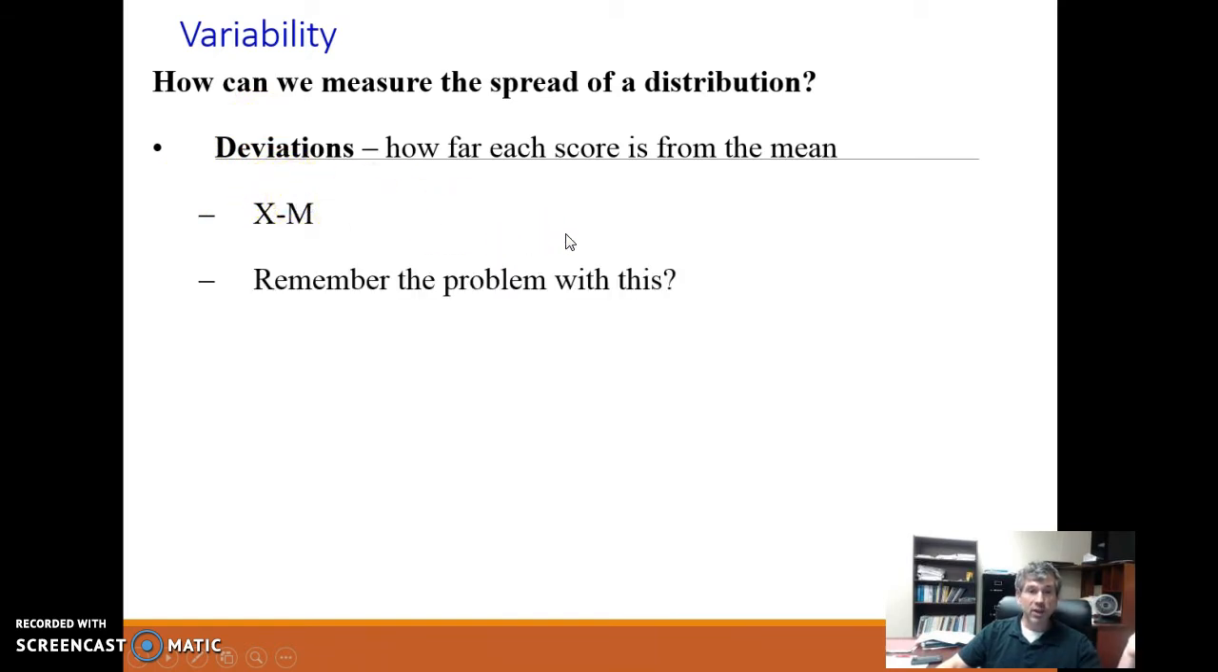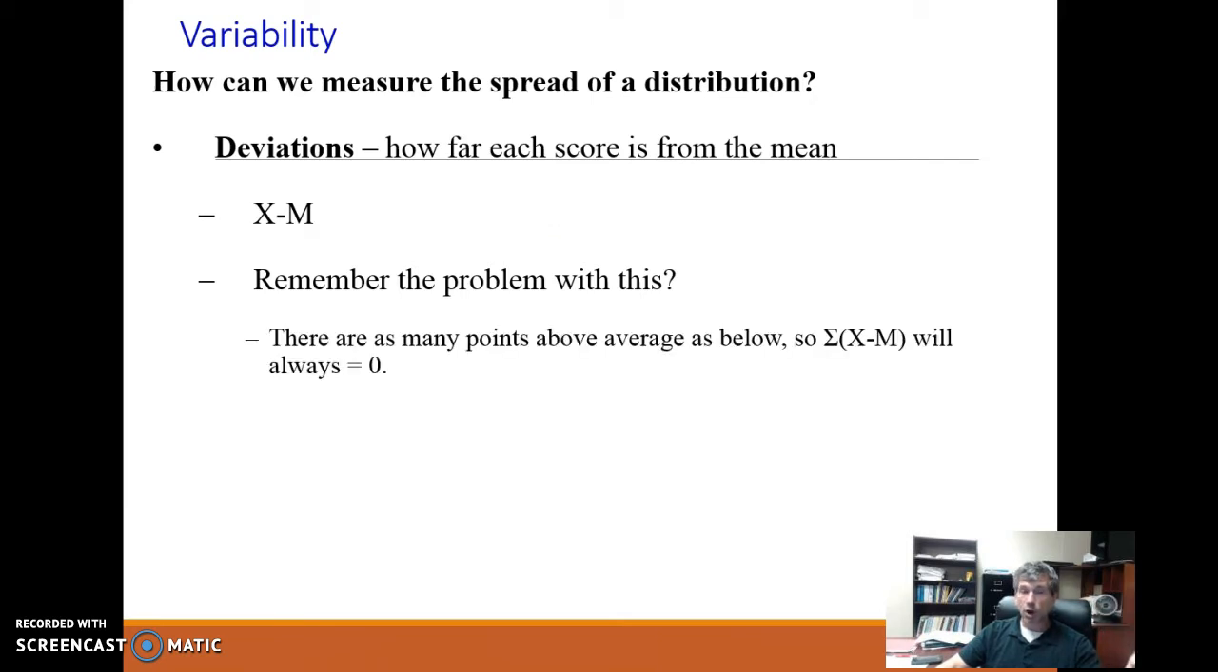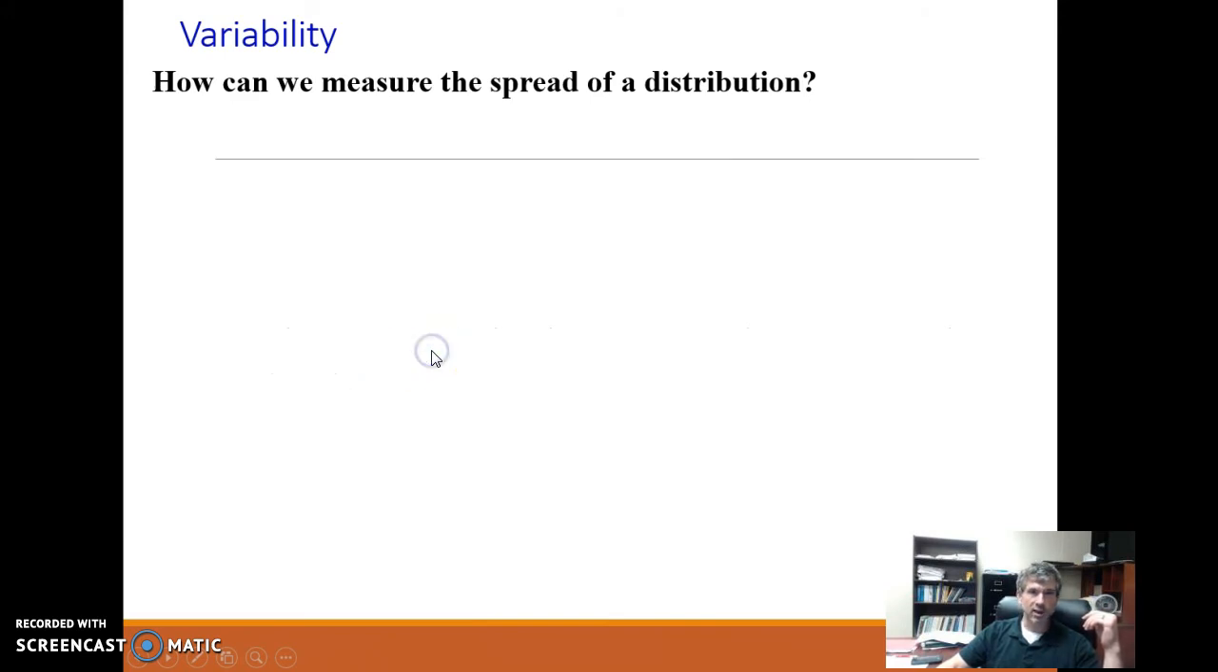Here's the problem with deviations, if you remember it. Because there's an equal number of points above and below average, those deviations work just fine for individuals, but for an entire distribution, they're going to cancel each other out. There are always as many points above the mean as there are below it, so if you add up, notice our sigma here, all of the deviations, it's always going to be 0. Can't tell different distributions apart. So that's a problem. We can use deviations for individuals, but it's useless for data sets.